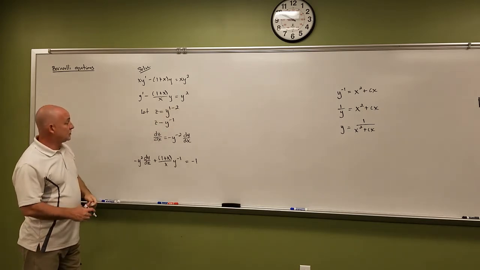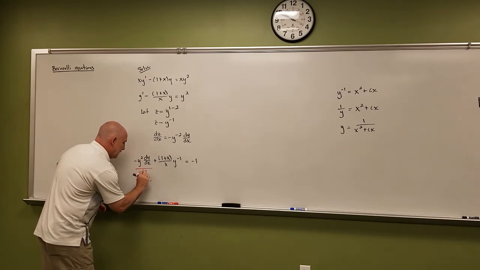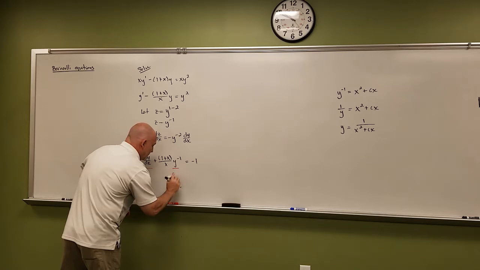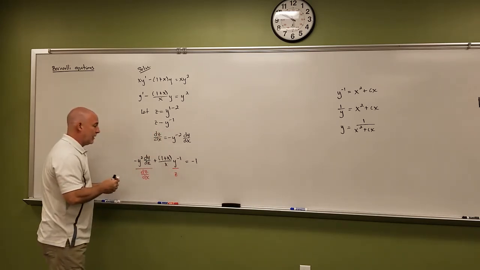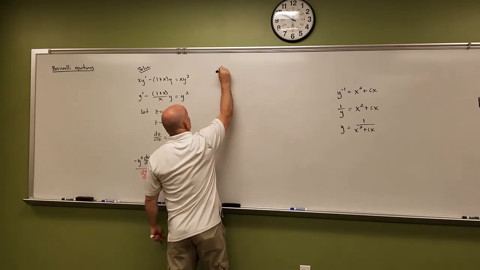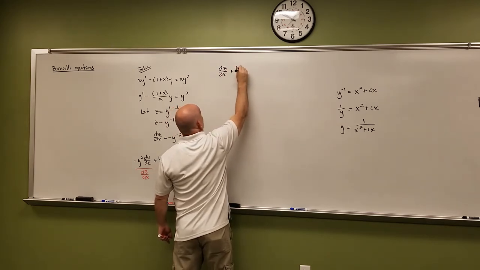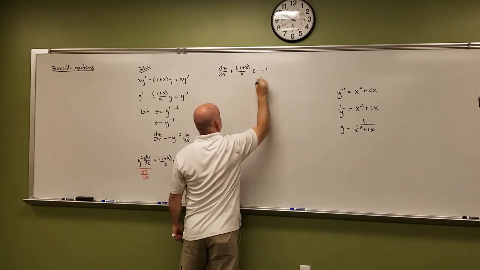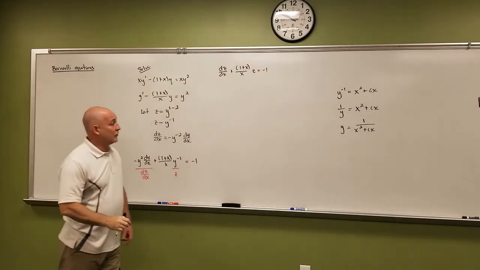Now our substitution should work. The first term here now is exactly what dz dx is equal to. And the y right here is what z is. So by doing our substitutions here, this equation becomes dz dx plus 1 plus x over x z is equal to negative 1. All right, this is a first order linear differential equation.